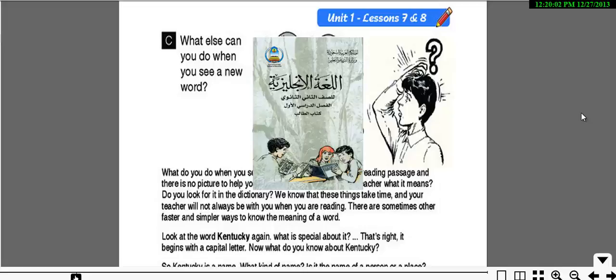Voila! And back to Unit 1, Lesson 7 and 8. It's a never-finishing unit, whatever. So, let's see. We're on part C: what else can you do when you see a new word.